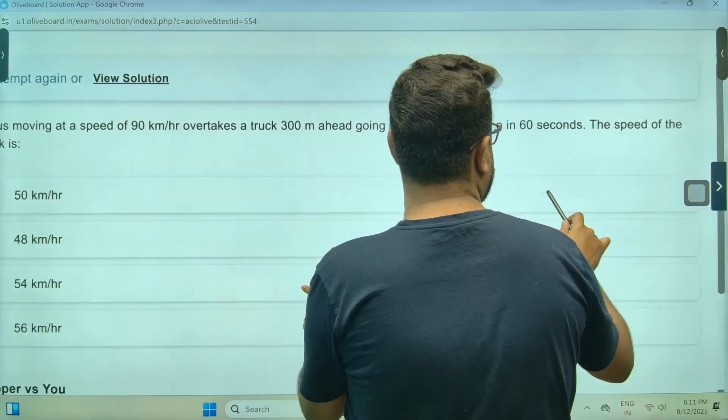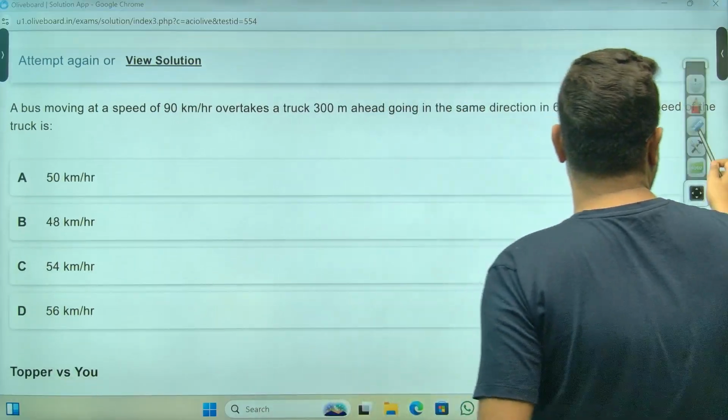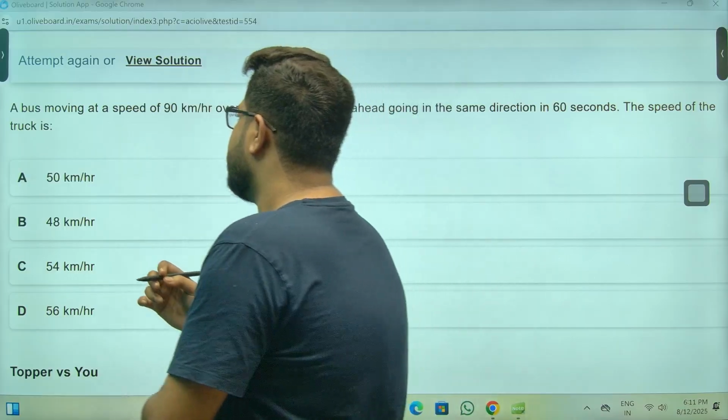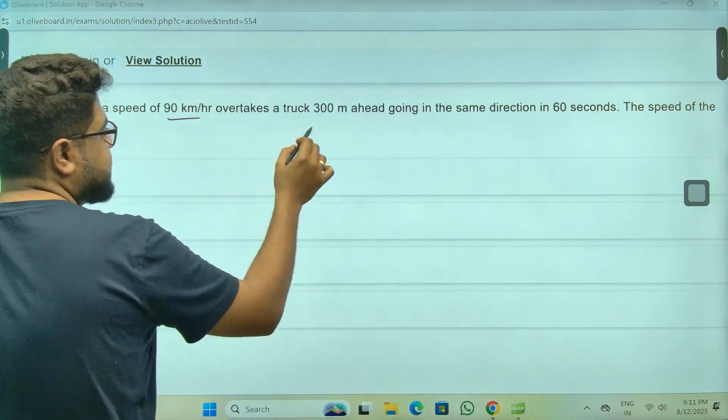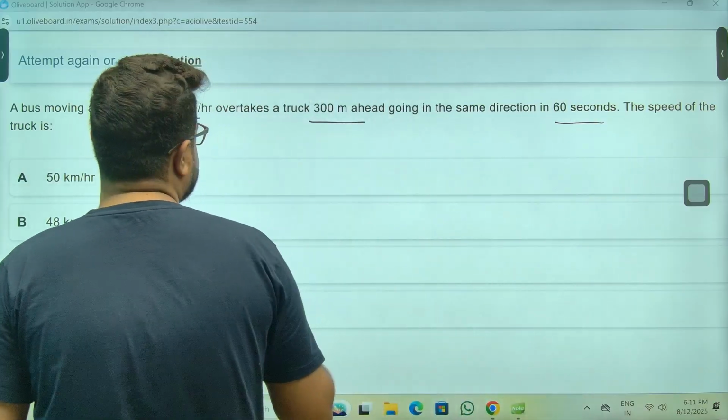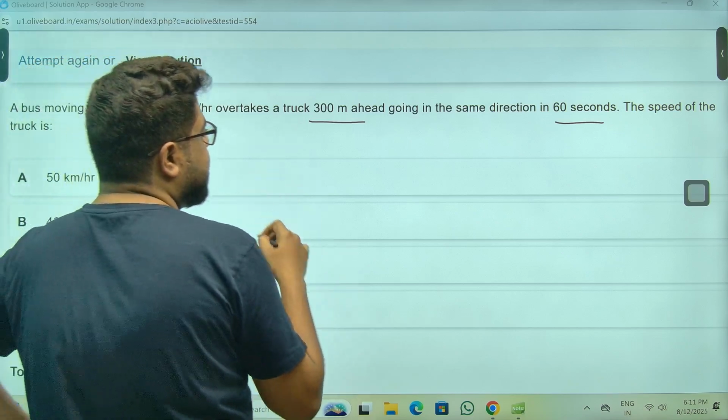Kuch overtaking meaning, sir. Kuch relative speed. We will talk about some relative speed, sir. Let's see. A bus moving at this speed overtakes a truck this much ahead, same direction, in 60 seconds. What is the speed of the truck? Sir, same direction. Sir, let's see.